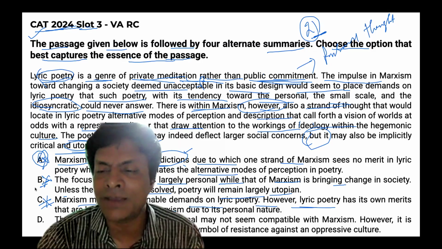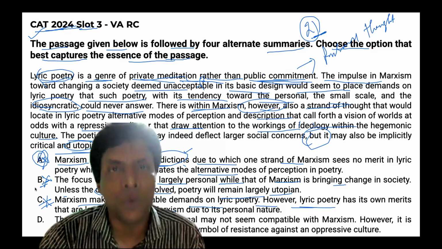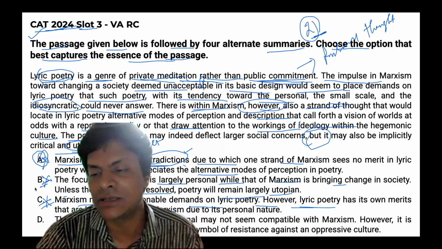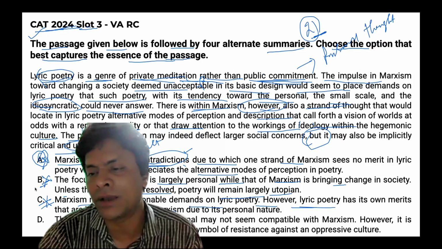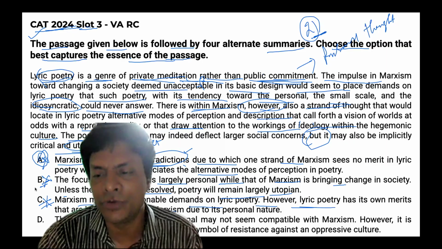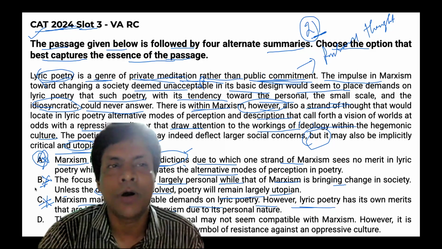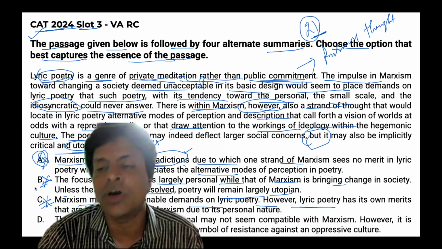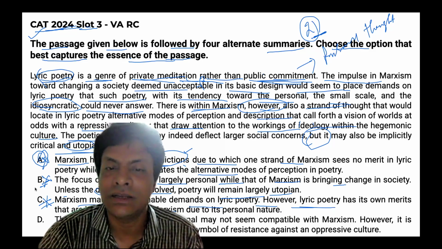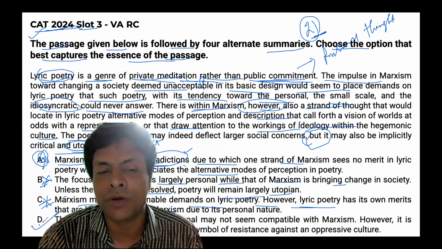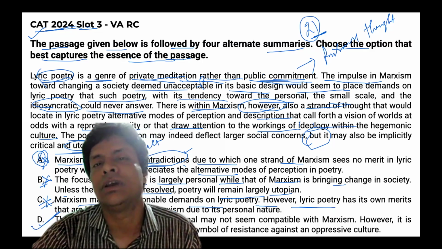The core idea of the passage is what lyric poetry is, what it doesn't fit with in Marxism, and how it doesn't fit with Marxism. Still, Marxism desires something to contribute to society, or to criticize unfairness or a controlling society. So that is the main text which we can identify in option D, right?